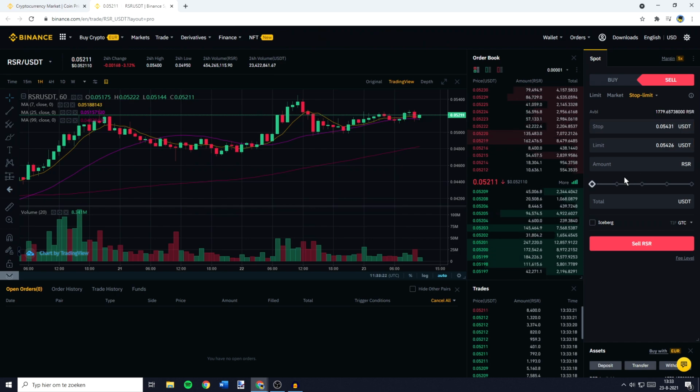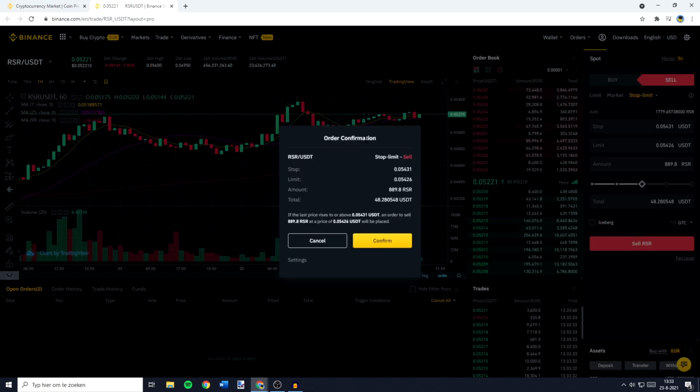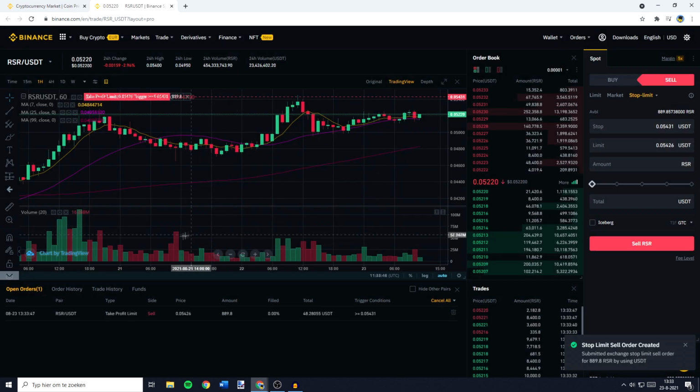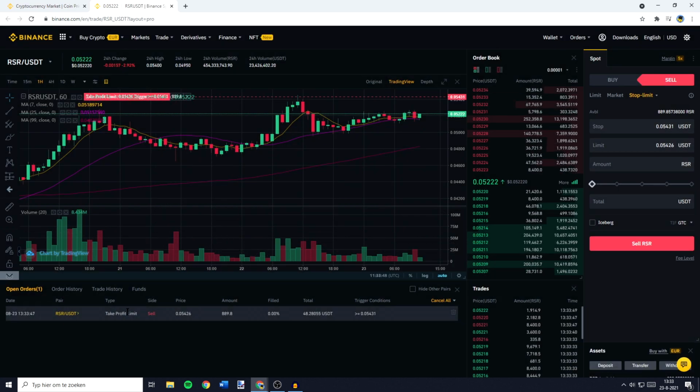Now, all that's left to do is to fill in the amount of RSR I would like to set a take profit order for. In this case, it will be 50%. And once you've set the stop price, the limit price, and the amount, all that's left to do is to click on sell RSR. You'll then see the order confirmation, and once you've double-checked the order confirmation, you can click on confirm, and as you can see, a take profit limit order has been created.